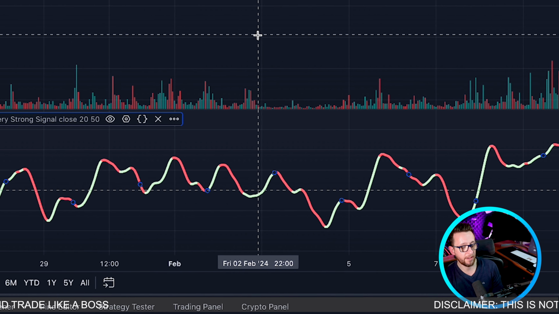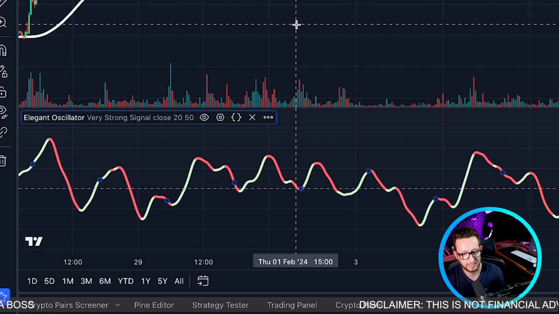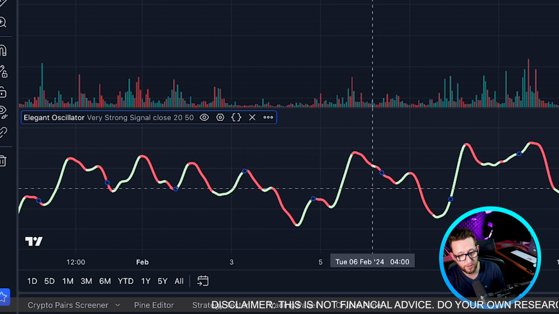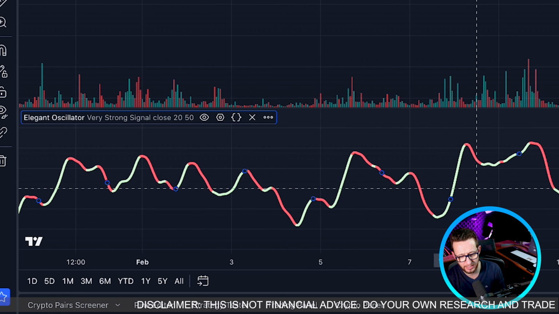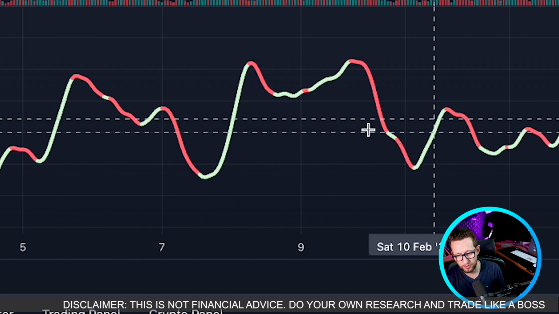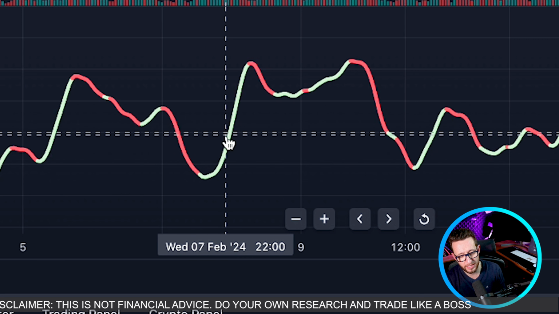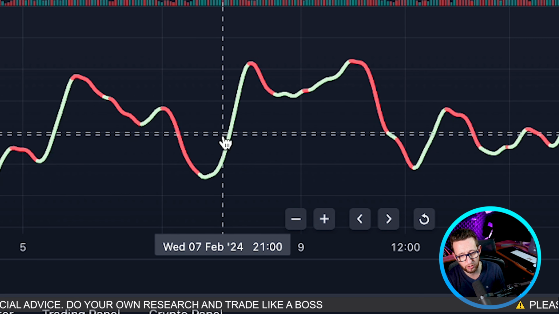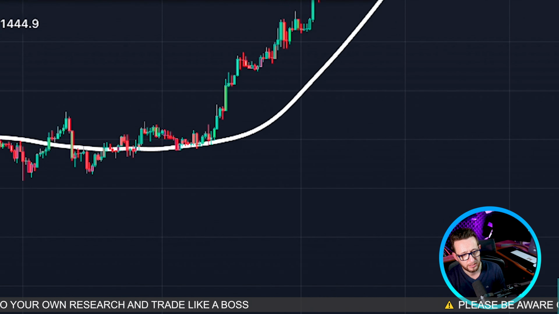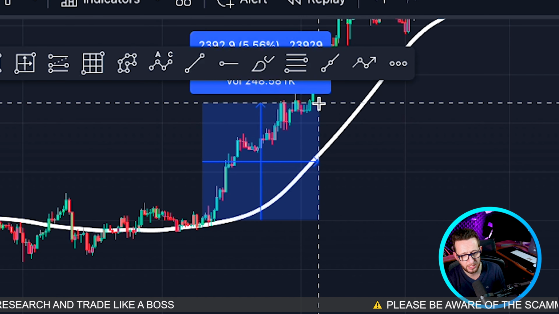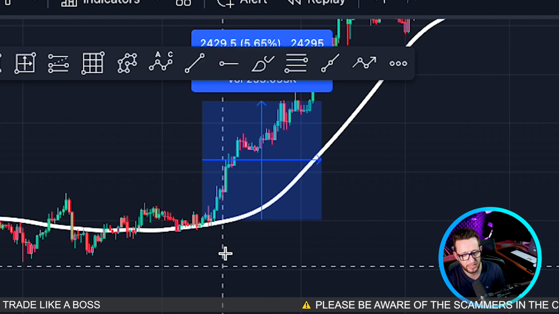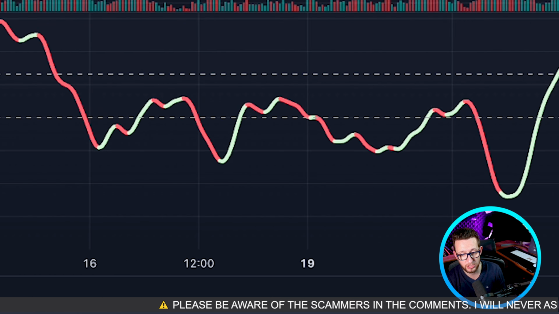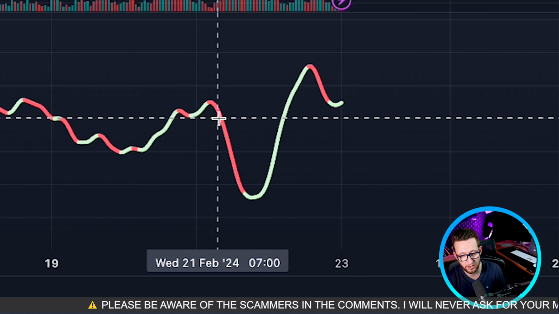Perfect. Okay, we have an absolutely perfect setup for that indicator now. The Elegant Oscillator is a crossover indicator that we're going to be using today in our strategy. We're looking for it to be crossing over the 0 and for it to be green when we're looking for our confirmation of our longs. So as you can see, this would have been an absolutely perfect entry just here, confirmed by that indicator. When we're looking for shorts, we actually would like it to be below the 0 like this here.